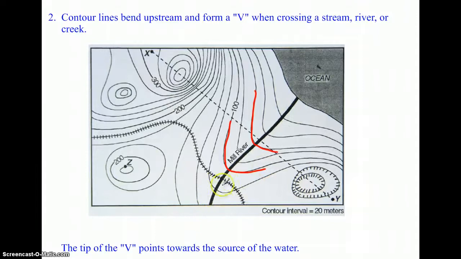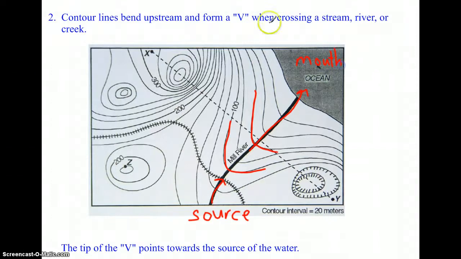So the tip of the V shows you the source of the water. So in this case, the water is coming from over here. This would be the source. And so the water is traveling from this bottom edge of the map. The river is flowing this way, towards the ocean. And it eventually goes into the ocean, and that would be called the mouth of the stream or the mouth of the river.